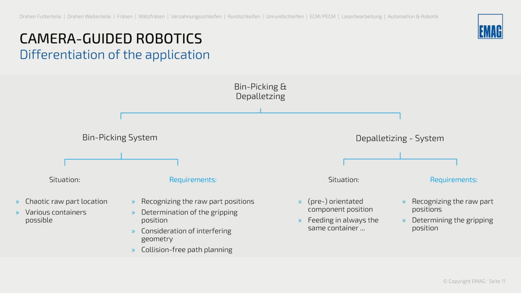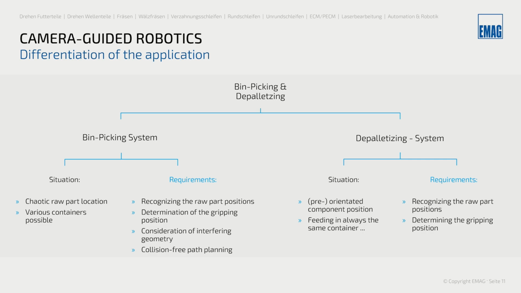So, bin picking and depalletization. I talked about the 2 different systems earlier. Let's have a look at the situations and the requirements that both systems bring with them. On the one hand, bin picking systems do work with chaotic raw part locations, and we can access various containers where the parts are brought into the system. On the other hand, for a depalletization system, I mostly work only with one type of container, and I have the parts already pre-oriented, so I only need to get the location and not the angles where the parts are oriented. So this brings different requirements with each other.